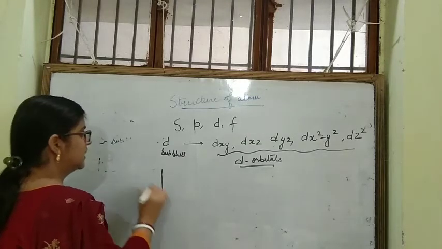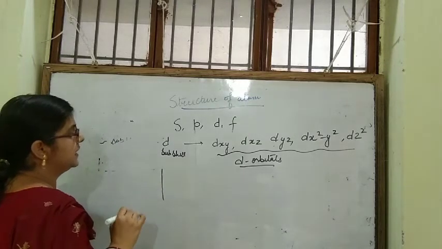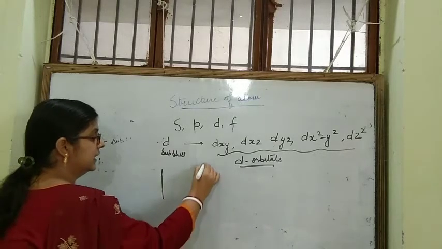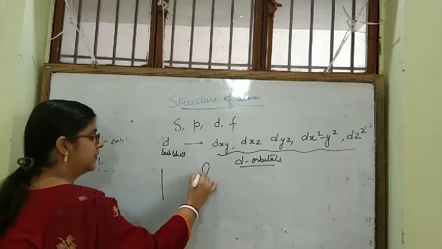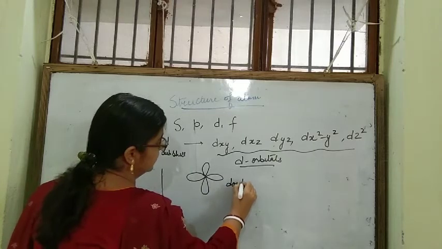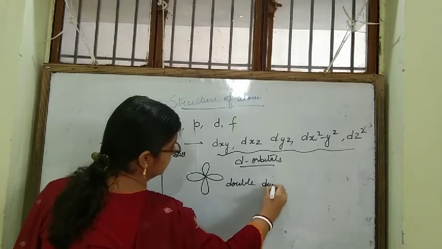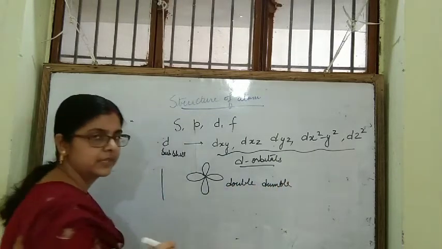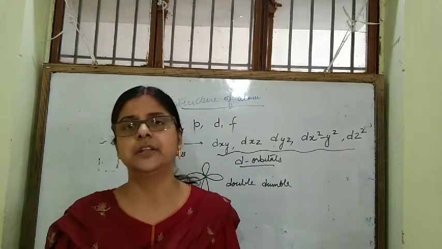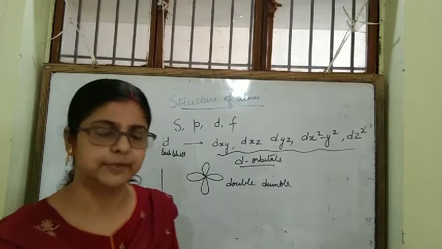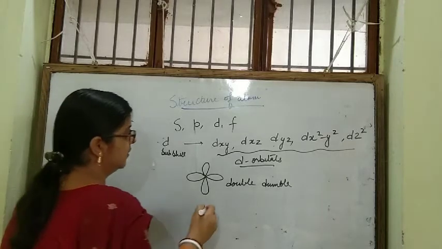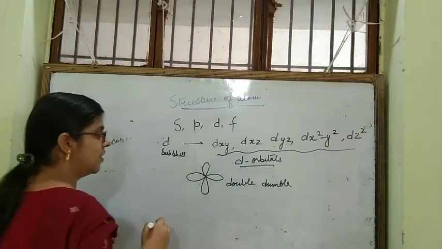Now, d orbital has double dumbbell shape. Yes, p orbital has dumbbell shape, but d orbitals have double dumbbell shape. Now we'll be discussing these various d orbitals.